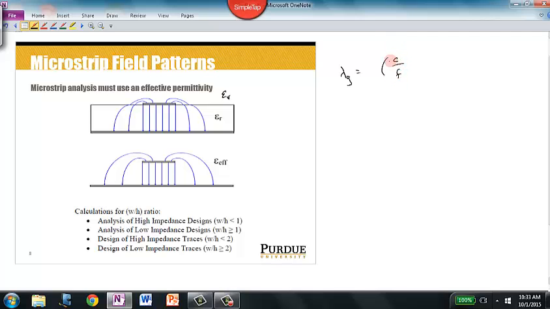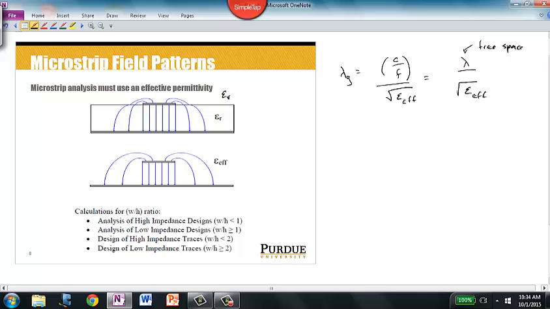So remember that we can calculate the wavelength of an electromagnetic wave in free space by taking the speed of light and dividing by the frequency. We take that and then we divide that quantity by the square root of this effective electric permittivity constant, epsilon effective. And so this is whatever the free space wavelength is divided by the square root of the effective electric permittivity, and that lambda is just free space.